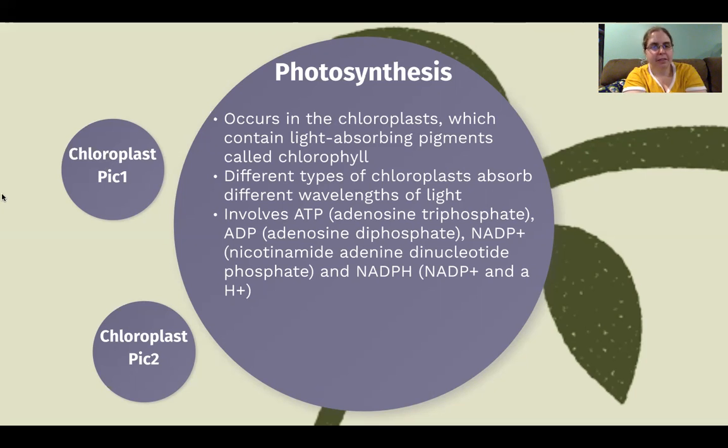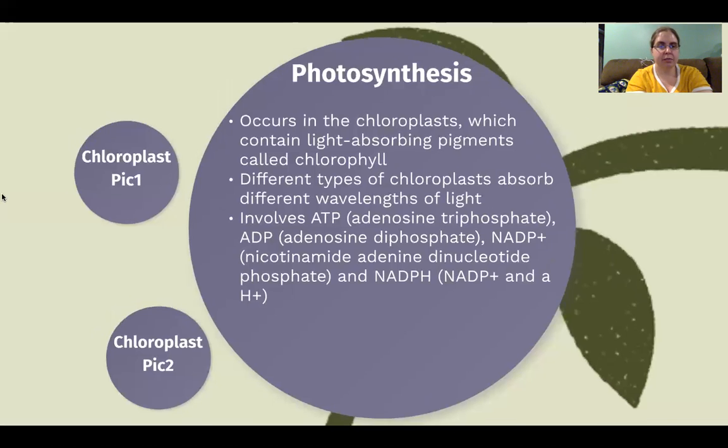So things that are involved in photosynthesis besides carbon dioxide and water are ATP, also known as adenosine triphosphate, and ADP, adenosine diphosphate. Those are energy molecules. Then we have NADP+, whose full name is nicotinamide adenine dinucleotide phosphate, and NADPH, which is just NADP+ with a hydrogen added to it. That is an electron carrier. We're going to get to the role of these different molecules later once we talk about the different steps. But first, some pictures.